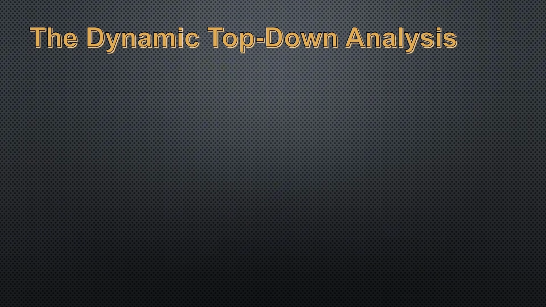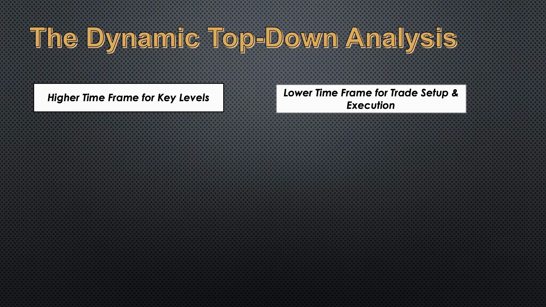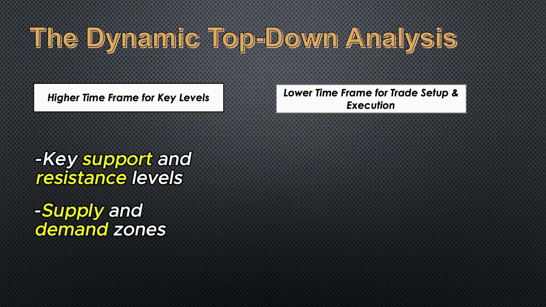Here's how it works. With dynamic top-down analysis, you only need 2 time frames to keep your trading focused and effective. Start with a higher time frame to find the most important levels in the market. This includes key support and resistance levels, supply and demand zones, and order blocks, all areas where price is likely to react. These levels give you a roadmap and help you stay aligned with the overall market direction.